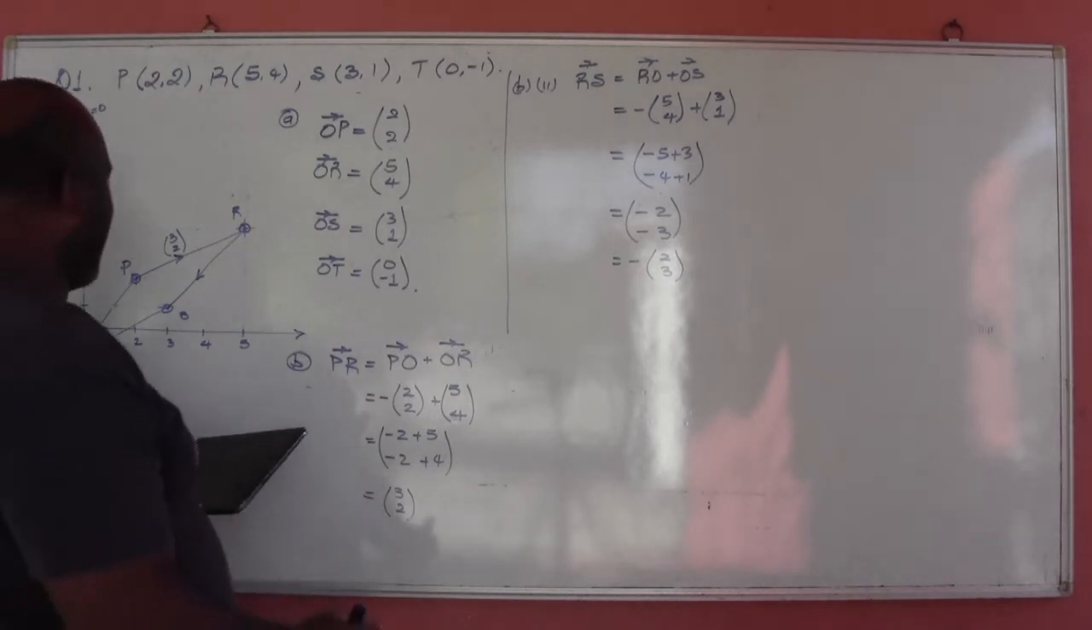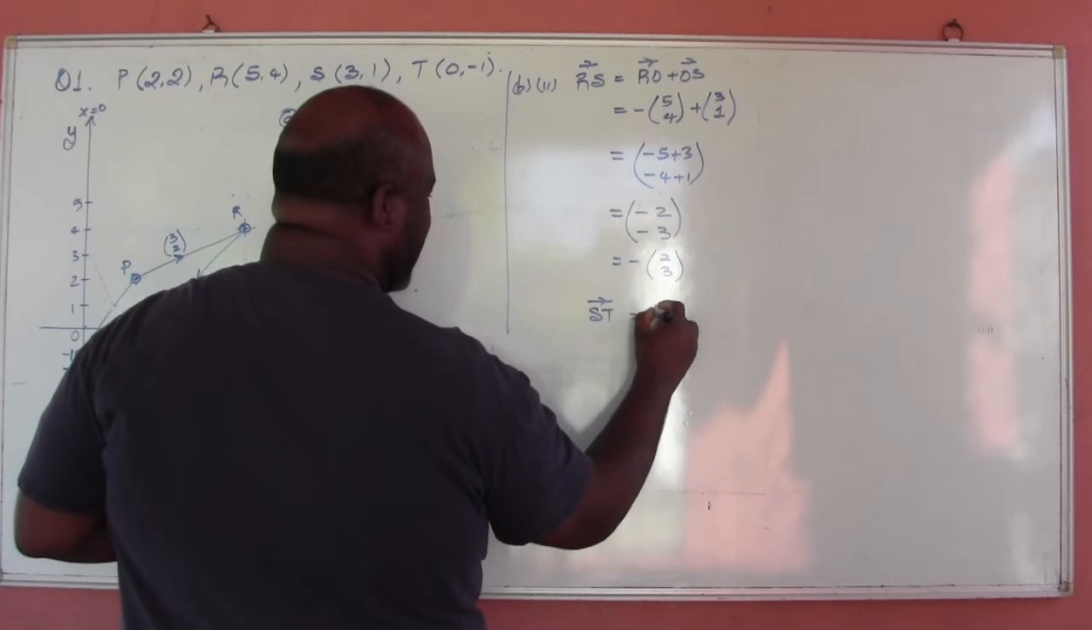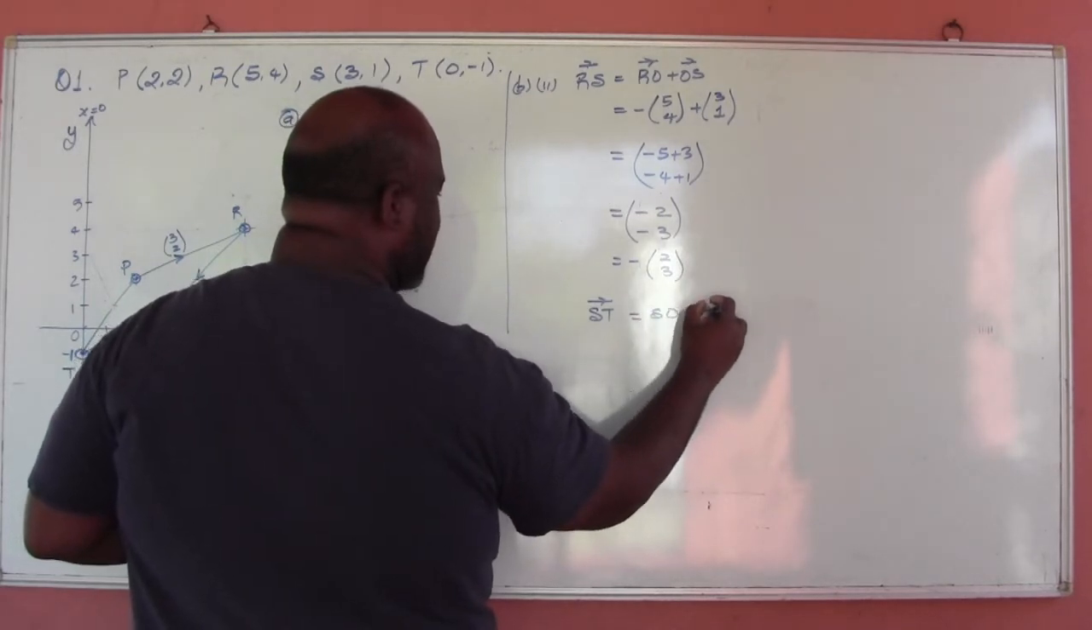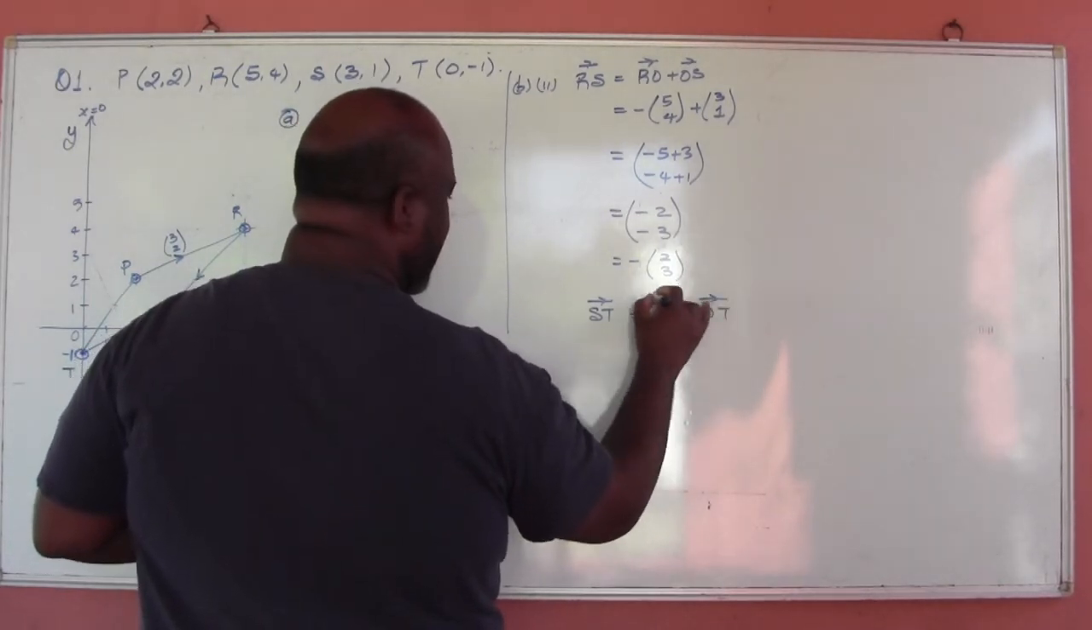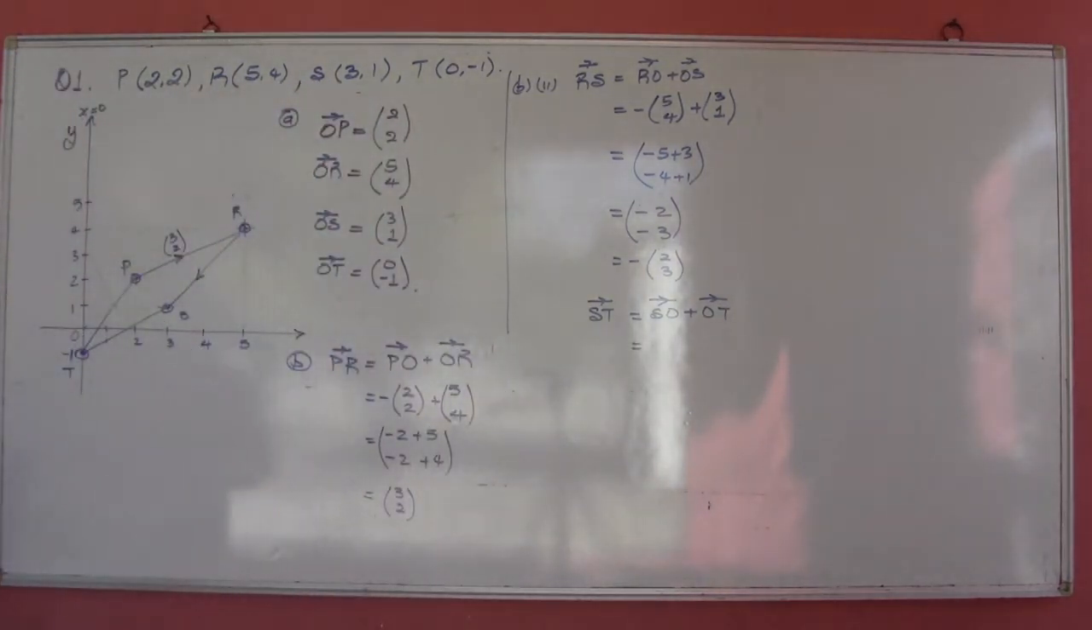Now, ST, if I want, I could say the vector ST is the vector SO plus OT. This is using the triangle law of vectors. OP, OR, OS, OT are called position vectors, and all these other vectors that we're finding, PR, RS, ST, are called displacement vectors.